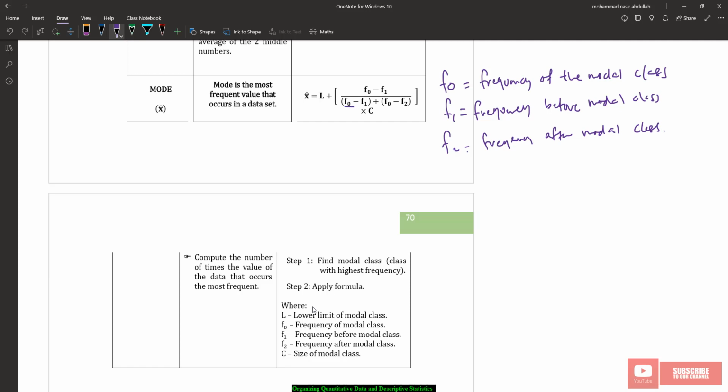Ini sama, benda yang sama dekat bawah ni dengan atas ni. F0 minus F2 means the frequency of the model class minus the frequency after the model class. And then you need to multiply with C. So this one patutnya dekat atas lah, kat sini ha. C is the class size of the model class. Boleh faham eh?